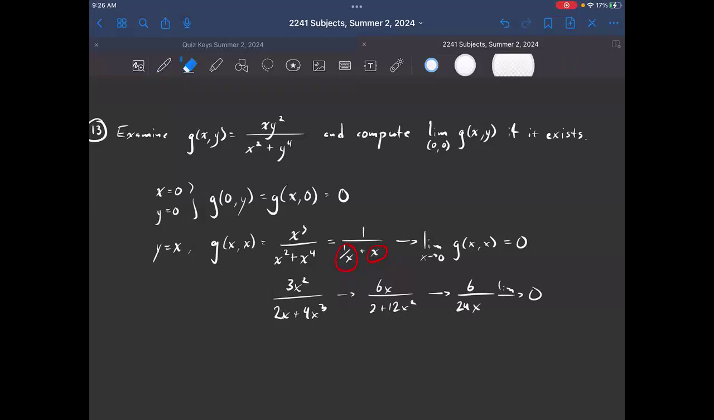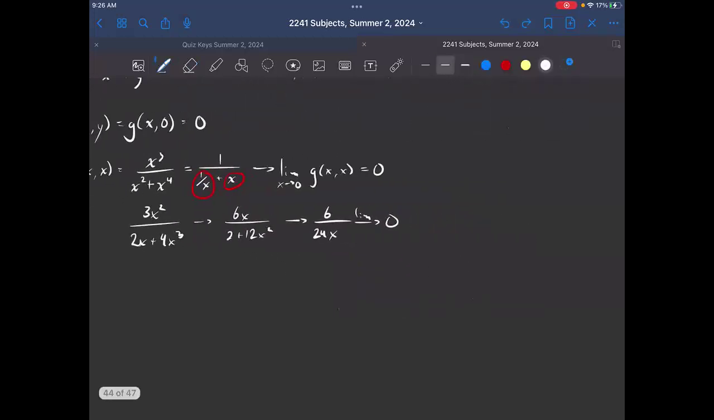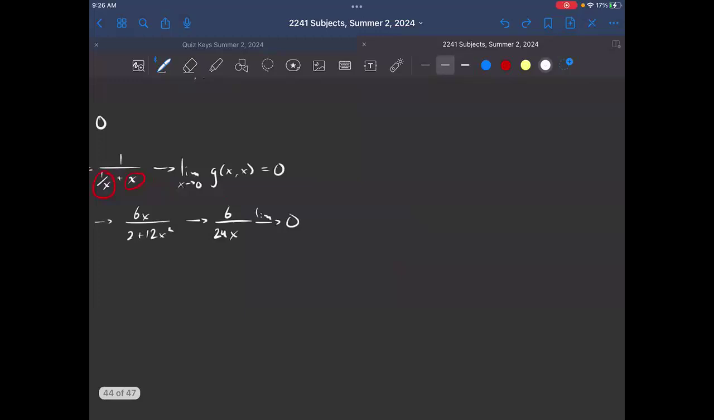Okay, so we came in along 3 different paths and got 0. Does that mean that our limit is 0? Not so much. So, oh, actually, I don't want to erase all that, sorry. I want to do a little bit more work here. Let's try a different path.